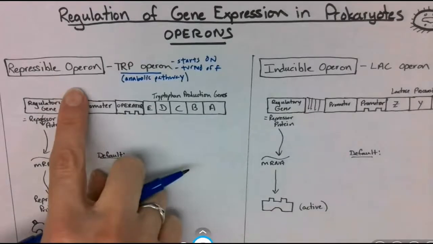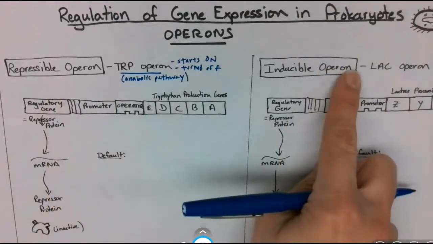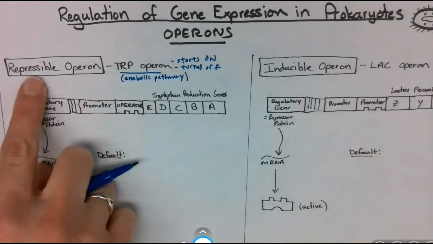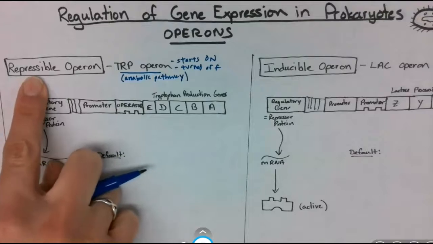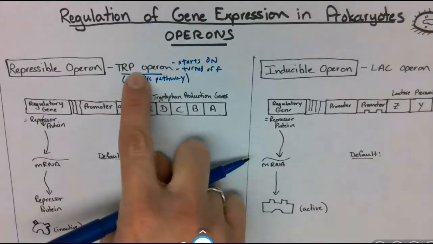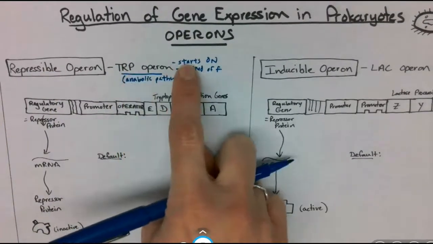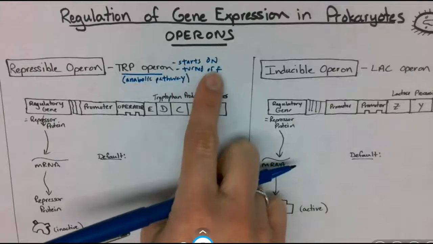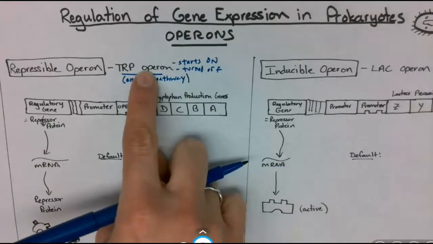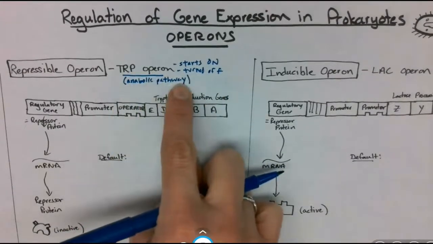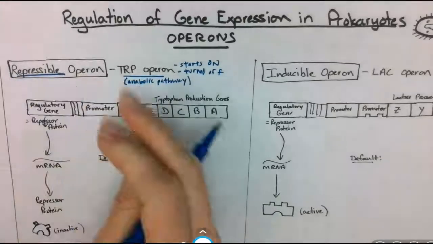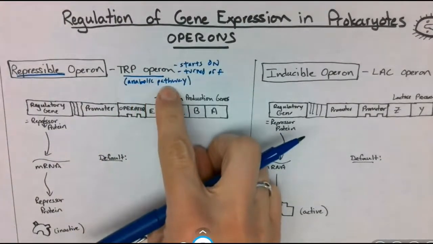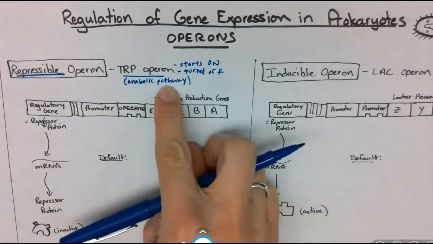This video is about repressible and inducible operons. We'll start with a repressible operon. An example of a repressible operon is the trp operon. The trp operon starts on and is turned off. The trp operon is an example of an anabolic pathway. Most repressible operons are anabolic pathways, which means we're building something.